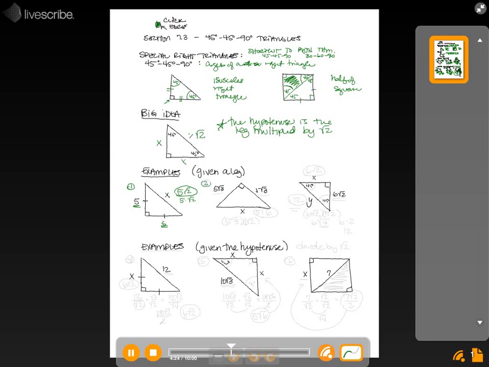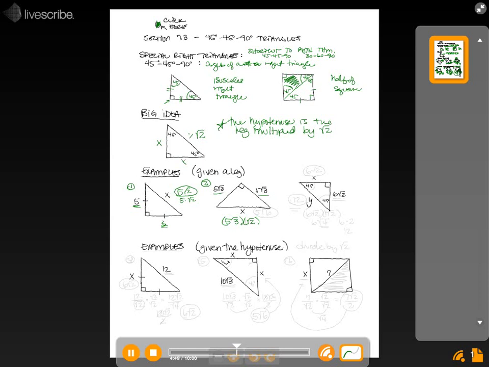The next example, example 2. We've got 5 root 3 marked on both of the legs. Now the reason we know this is a 45, 45, 90 triangle is because the legs have the same value. It would make it an isosceles right triangle. Alright, so what we would do is we take the leg, which is 5 root 3, and we're going to multiply it by root 2. We're going to tack a root 2 on the end of it.